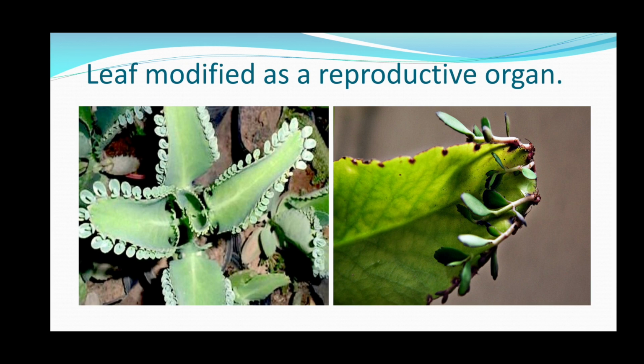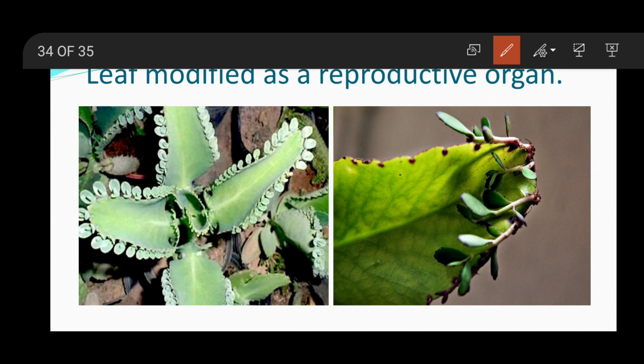In plants like bryophyllum, on the notches of the leaves, you can see small plants arising from the leaf. When these plants grow, they detach from the leaf and individually grow into a new plant, or these buds give rise to a new plant. So this is the example of bryophyllum where the leaf is modified and performs the process of reproduction. So here the leaf is acting as a reproductive organ for this plant.